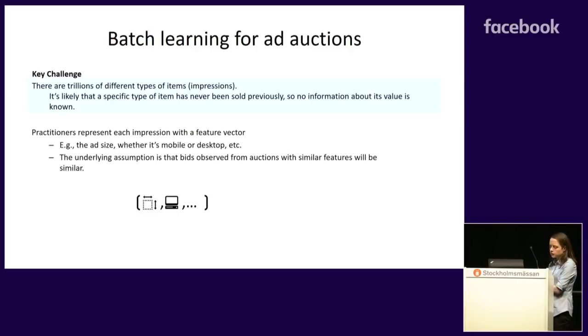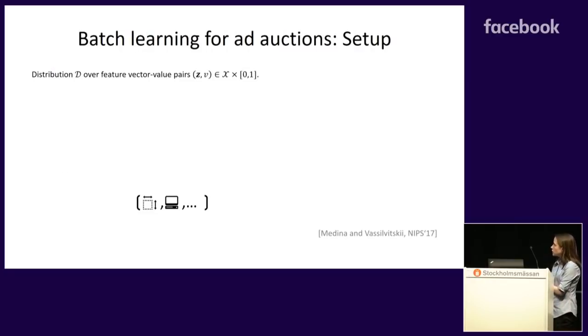So this line of work formalizes this intuition. I'm particularly going to talk about nice work by Medina and Vassilvitskii from NIPS 2017. In their model, there's a single buyer and a single item, or a distribution over items, which are these feature vectors. In particular, there's a distribution over feature vector-value pairs. The feature vector Z describes this impression, and V is the value. And there's a joint distribution over this domain.